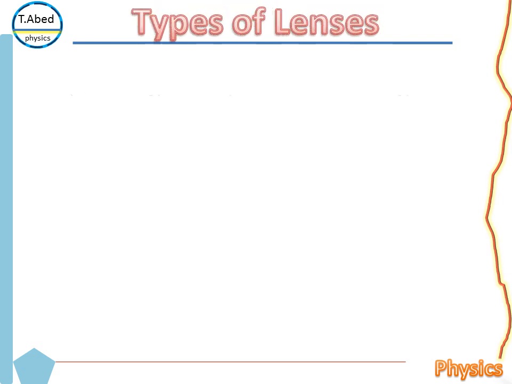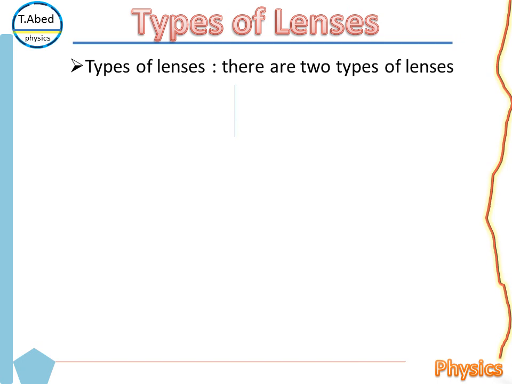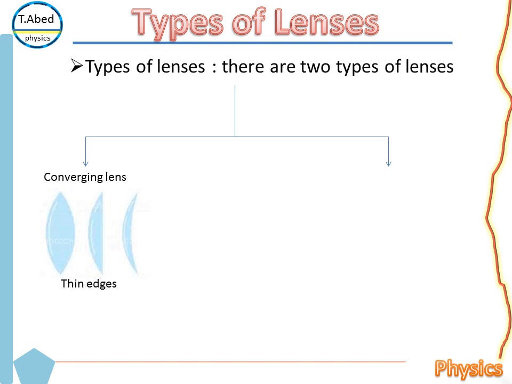Types of lenses. There are two types of lenses. أول type بنسميه converging lens. عادة بيكونوا هني thin at edges. Another type with diverging lens. عادة بيكونوا thick at edges.